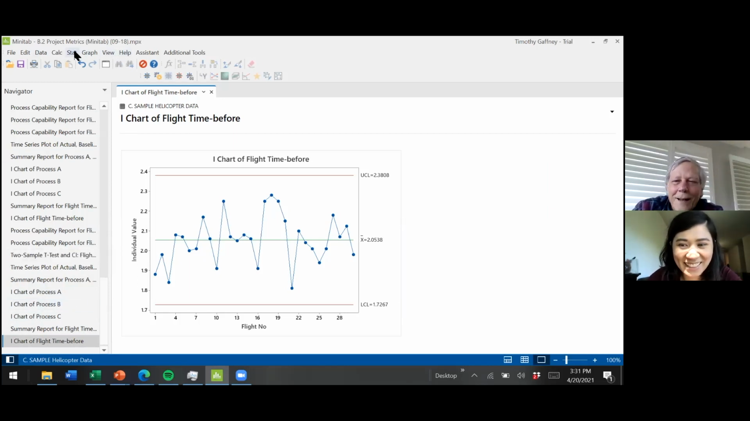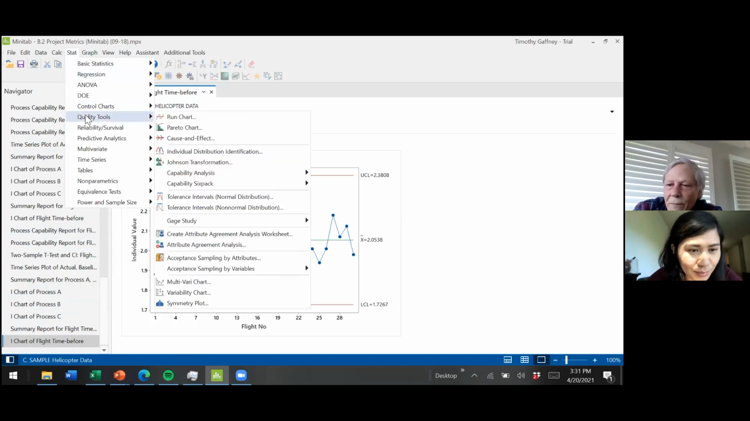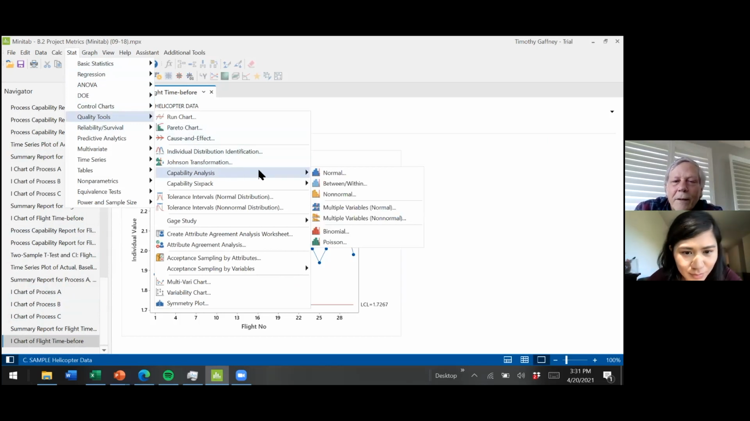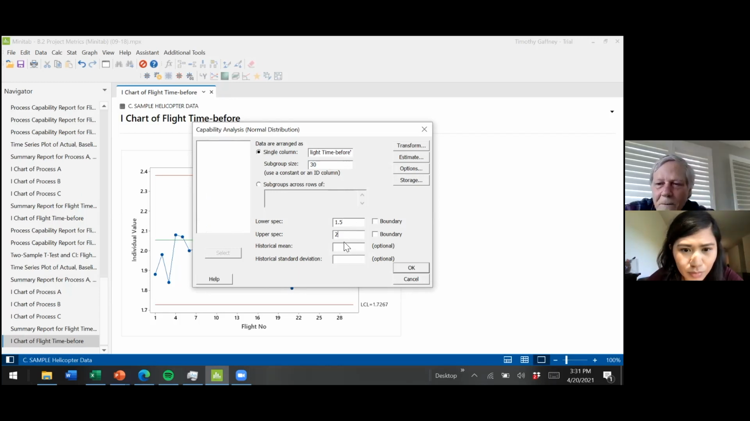Now for capability analysis, you go to quality tools, capability analysis, and which one do you think we should pick? Normal. That's the kind of data we have. Now we want to look at our C2 data, our flight time before data. We have 30 subgroup size. Our lower spec is 1.5 and our higher spec is 2. The customer would like to be faster.